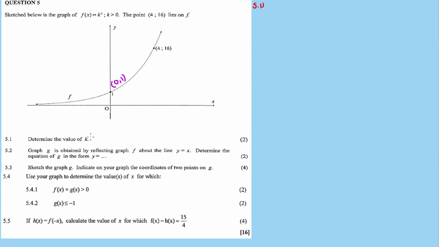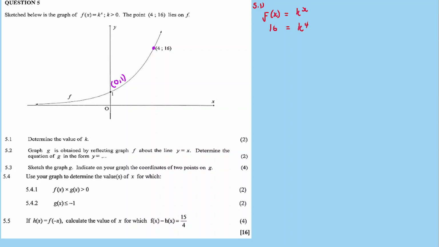Now 5.1, determine the value of k. So k we find from f of x, f of x equal to k raised to exponent x. In this case, in order to calculate k, I need a point. Can we use 0 and 1? No. We can only use 4 and 16. So let us substitute this one.